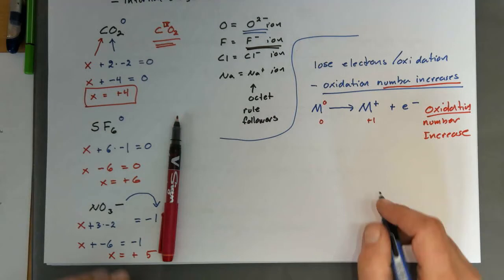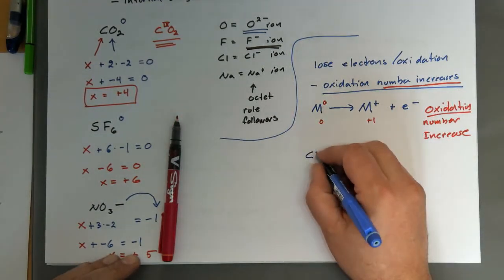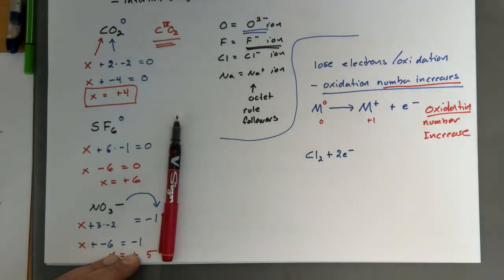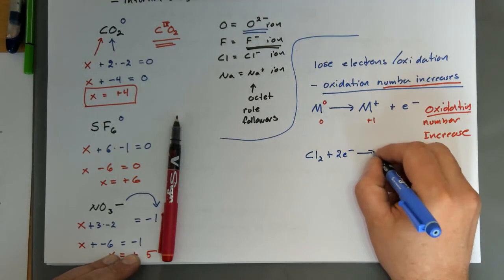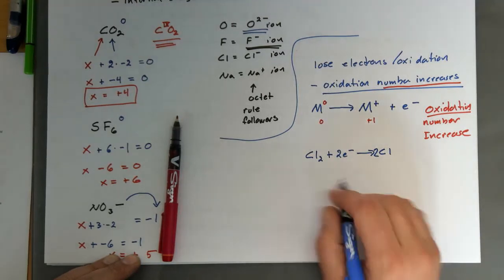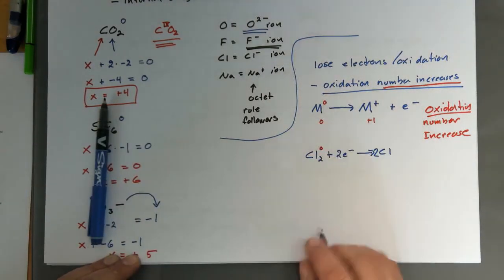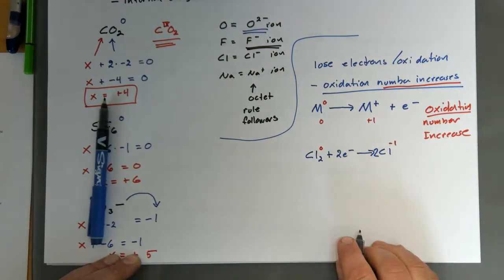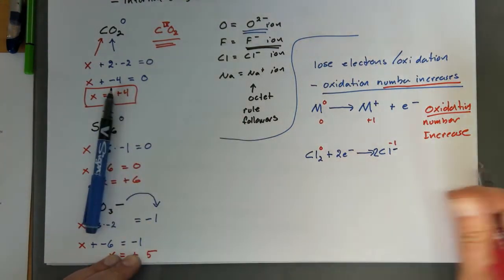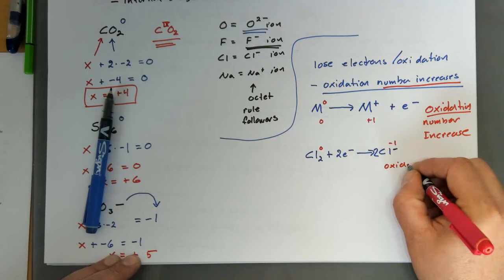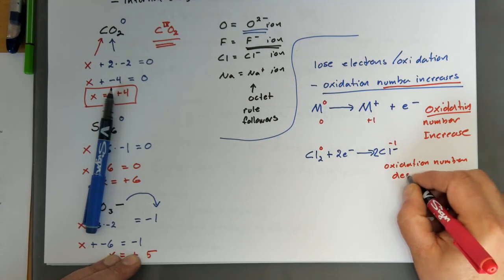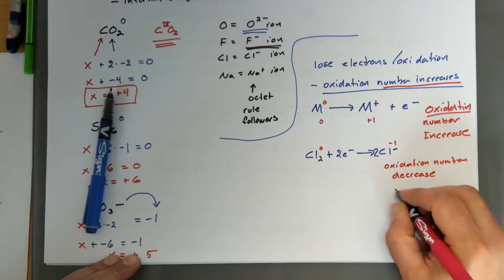On the other hand, if you have a non-metal, like chlorine, that gains 2 electrons, we could do it with another example too, to Cl minus, then you have an oxidation number decrease, because the chlorine has gone from 0 to minus 1. So if you have an oxidation number decrease, it's a reduction.